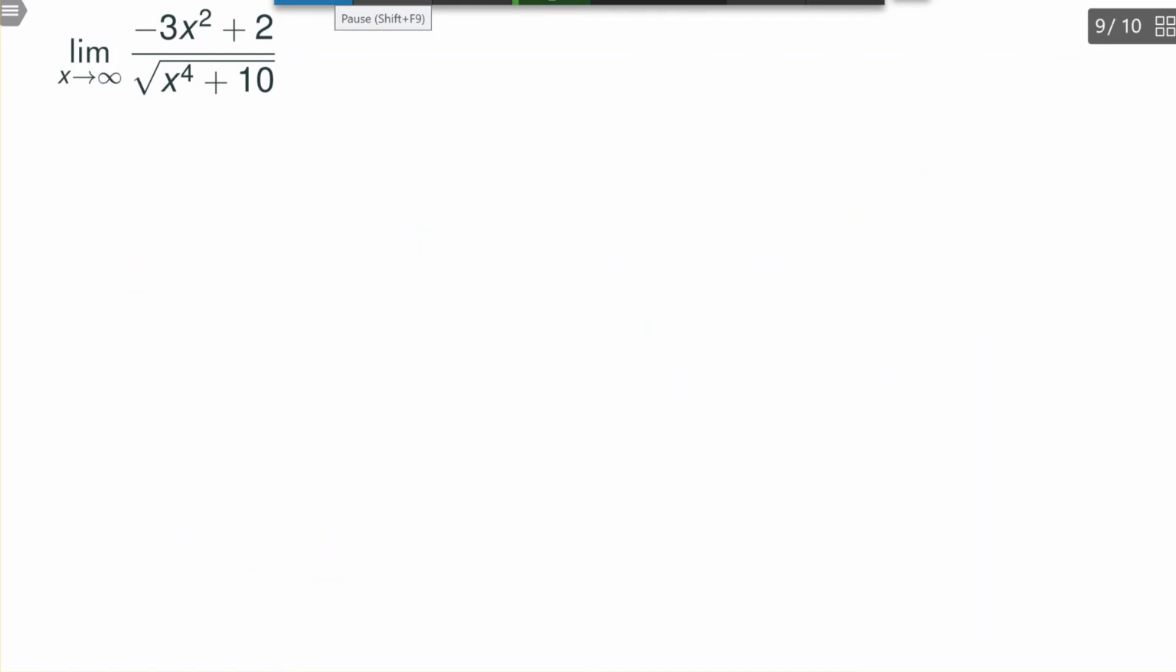Evaluate the limit as x approaches infinity of negative 3x squared plus 2 over the square root of x to the fourth plus 10. When we are finding a limit as x approaches infinity and we have a rational function in fraction form, we have to divide all the terms in the function by the highest degree term.